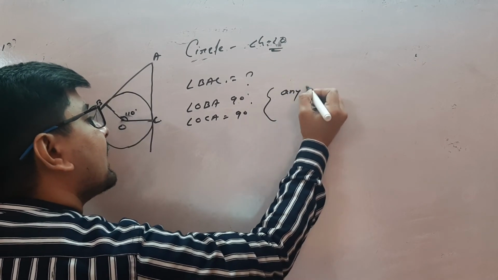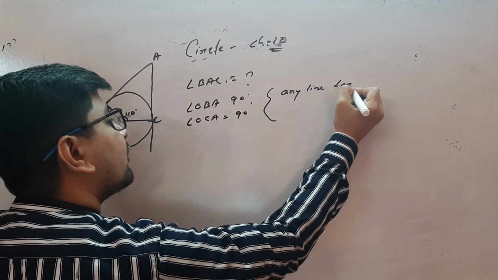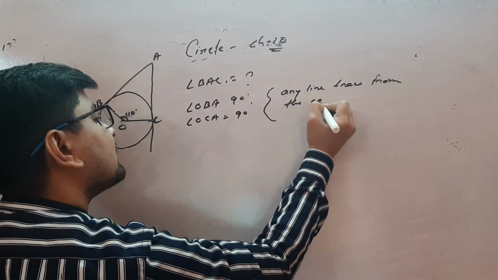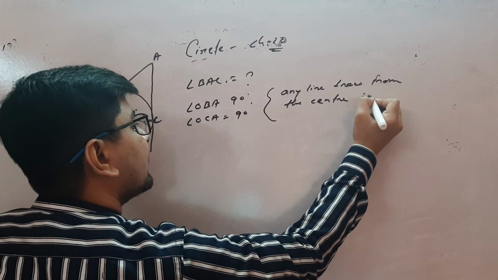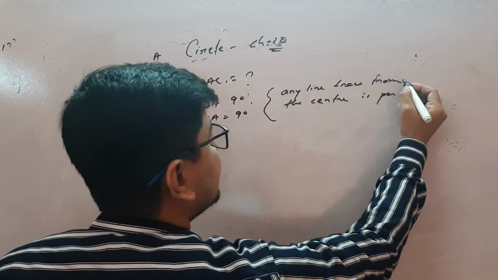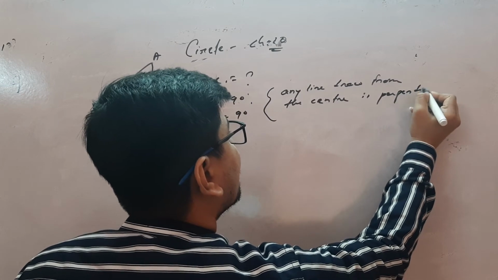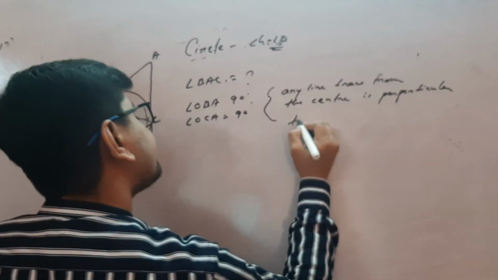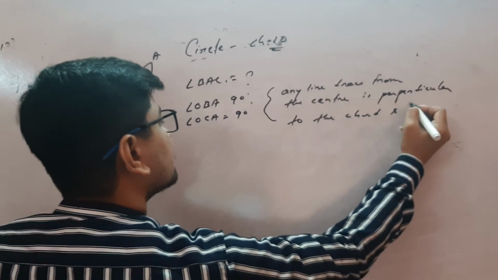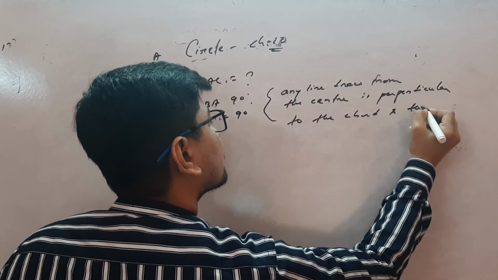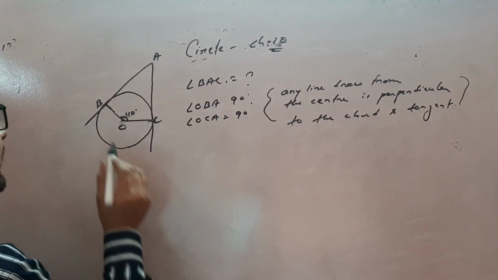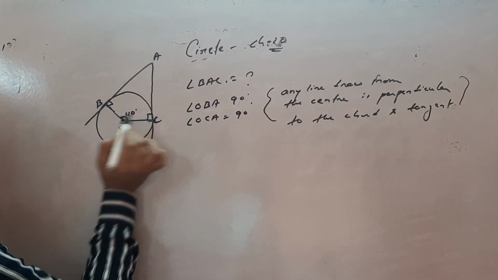Reason: any line drawn from the center is perpendicular to the chord and the tangent. This is the tangent. Clear? So this one is 90 and this one is 90.